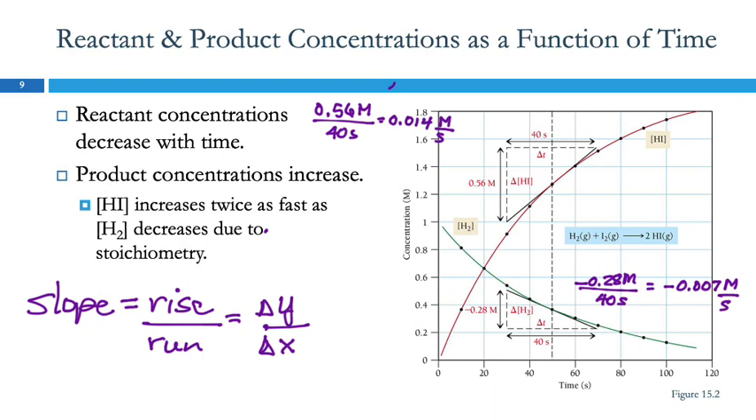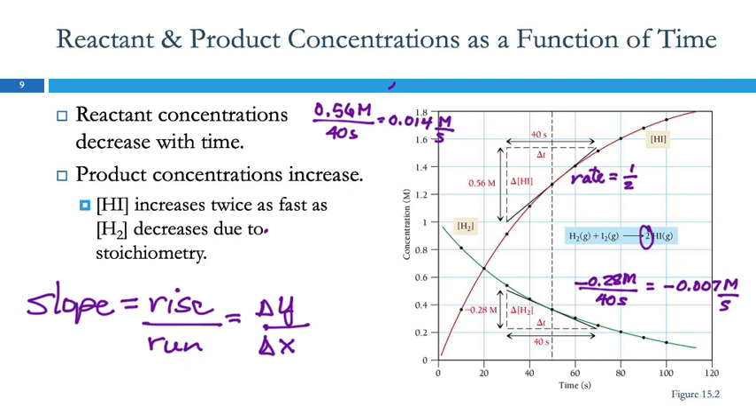Why are they not the same? Because of that too. Yeah, the product, we're making 2 moles of product for every 1 mole of reactant. So we're making that twice as fast. So that's why the rate is going to equal 1/2 the change.